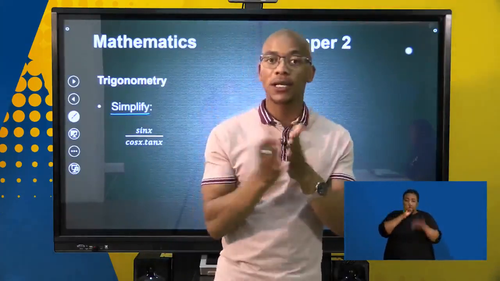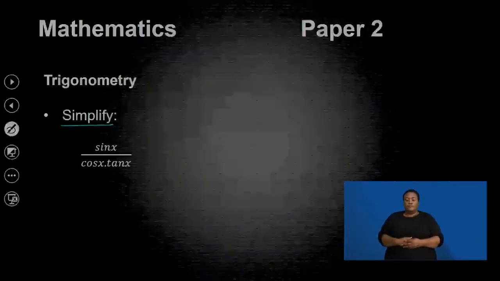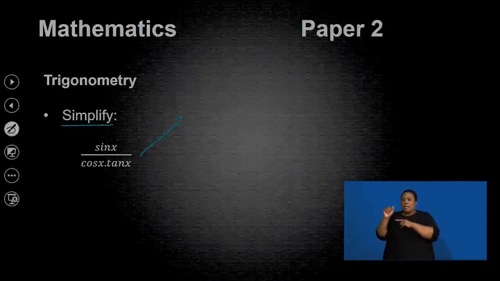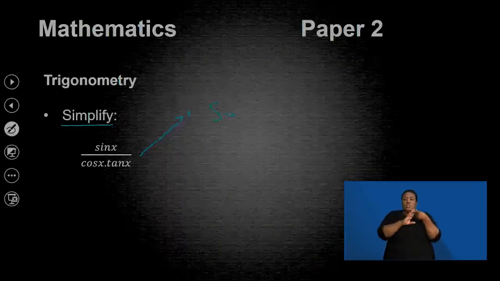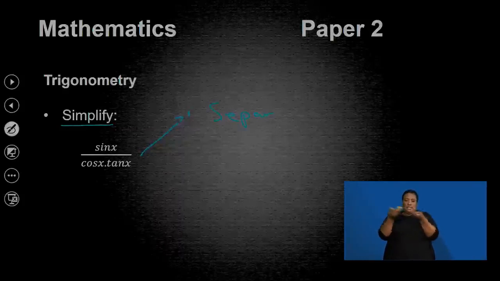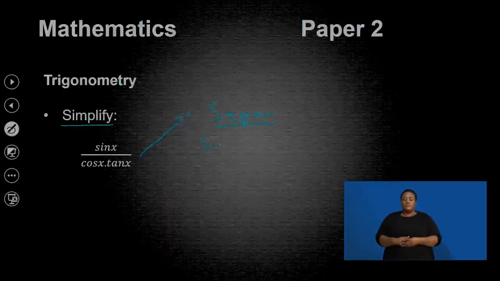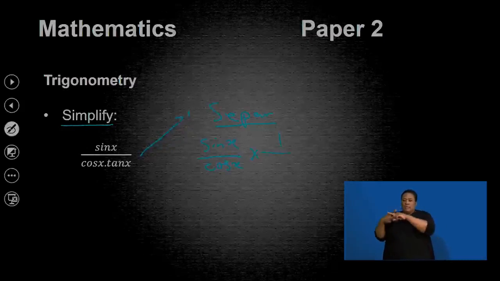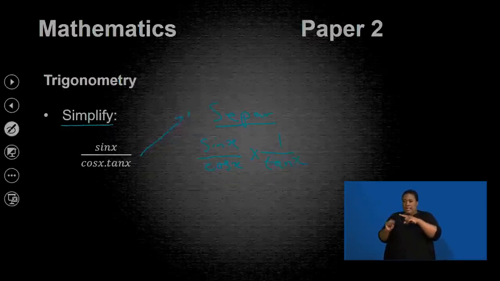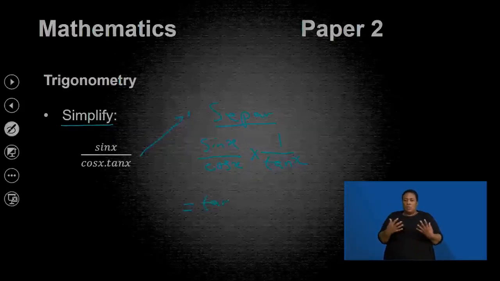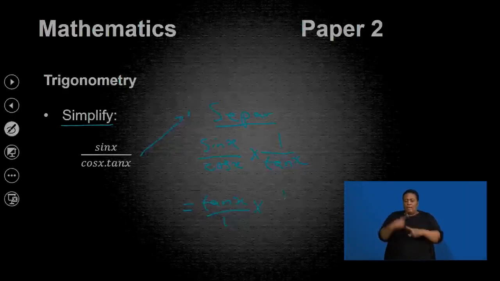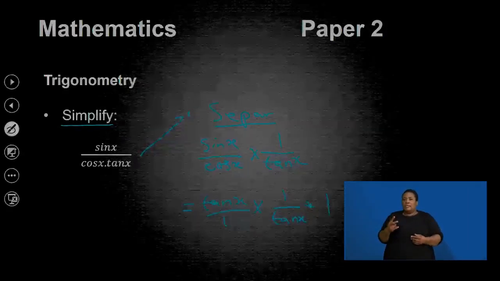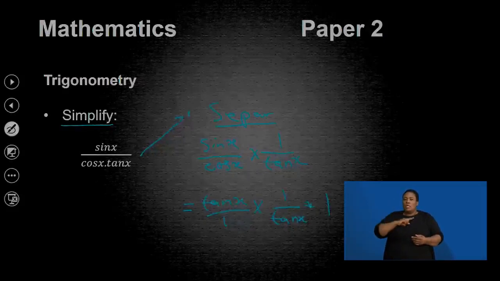Let's look at this and actually make sense of what I mean. So here I'm given sine x over cos x multiplied by tan x. There are going to be two ways of doing this. The very first way is to separate the two, so I have sine of x over cos of x multiplied by 1 over tan of x. And then this will lead to tan x over 1 multiplied by 1 over tan x. Automatically you can see that this is equal to 1, because the tan x and the tan x are going to divide each other.